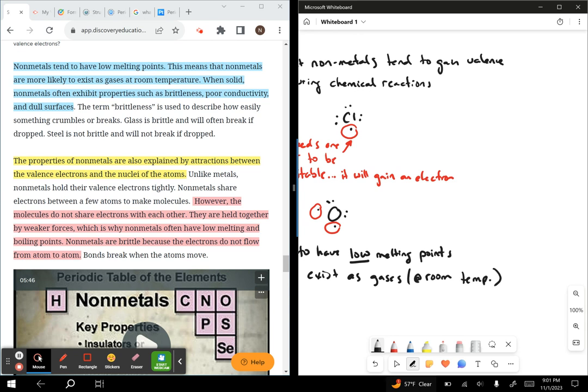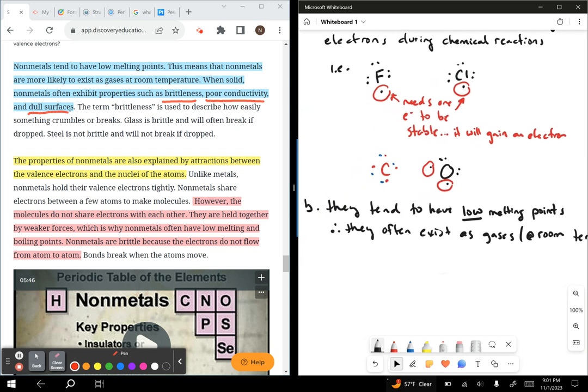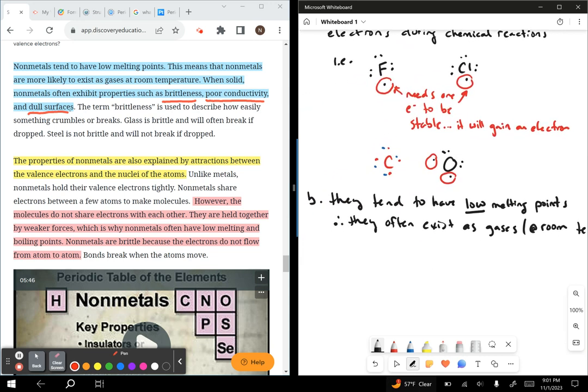Okay. When solid, nonmetals often exhibit properties such as brittleness. They break easily. They are poor conductors, and they are not shiny. They are dull. So we're talking about qualities. They tend to have low melting points. What else do we want to say? They tend to be brittle. They are poor conductors. And they often look dull in color.